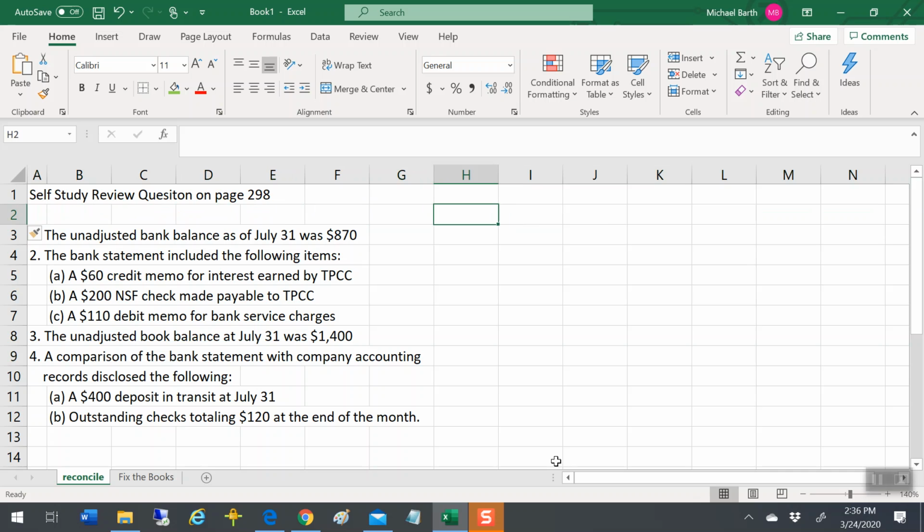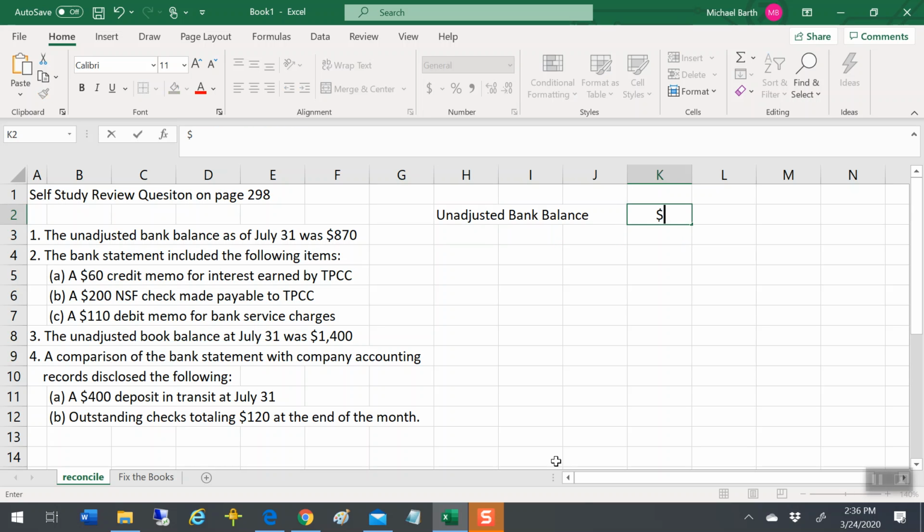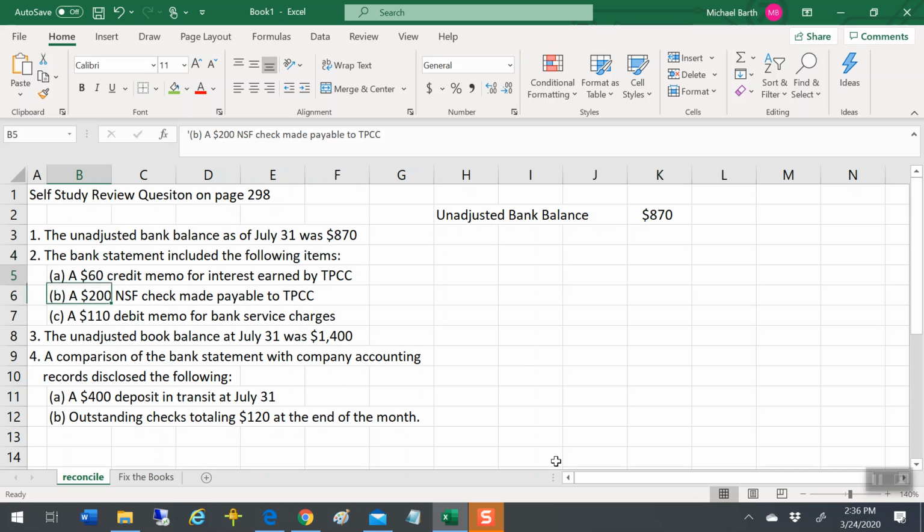Okay, so let's start with the bank statement. You start with the unadjusted bank balance. What does the bank say? The unadjusted bank balance in line 1 says $870. Now, I think the screen was kind of squirrely because then they start telling you stuff that was in the bank statement, but that's what we use to adjust the book balance.